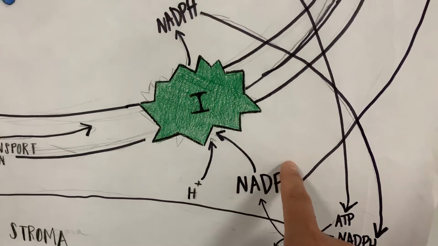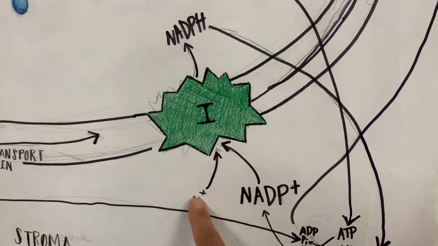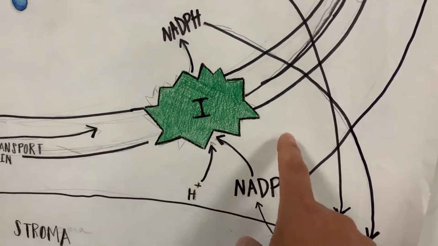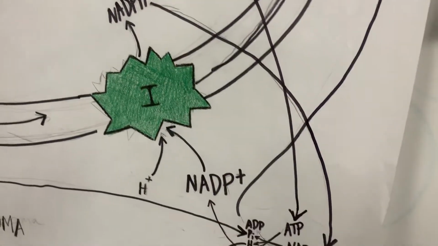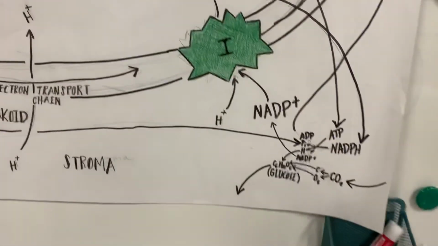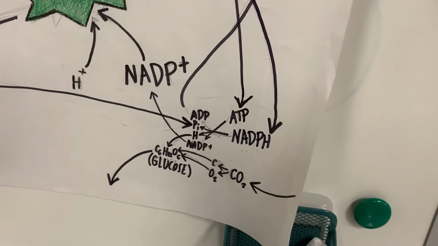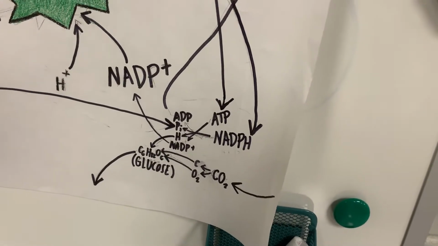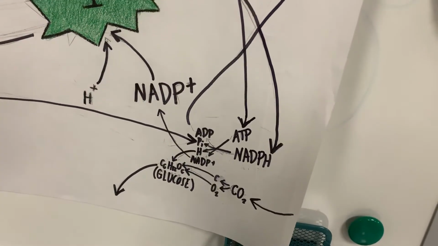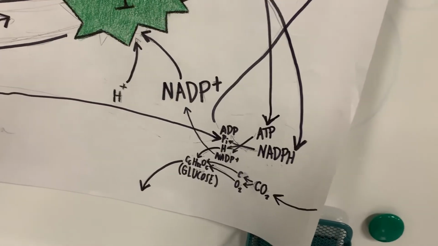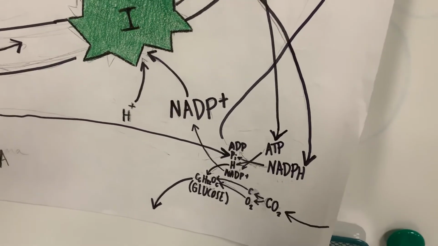the NADPH is going to be created after the photosystem 1 as the final electron acceptor. Glucose created, carbon dioxide brought in, ATP, NADPH, and then those things get sent back into the light reaction.